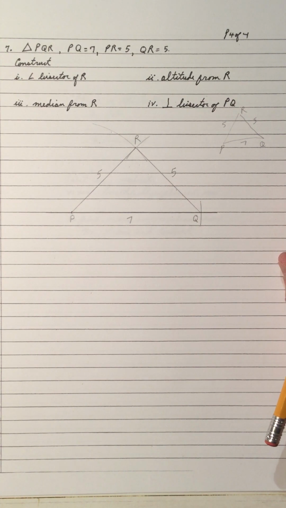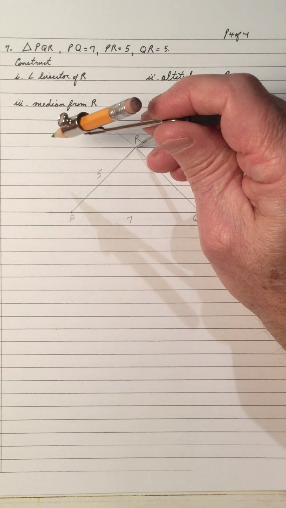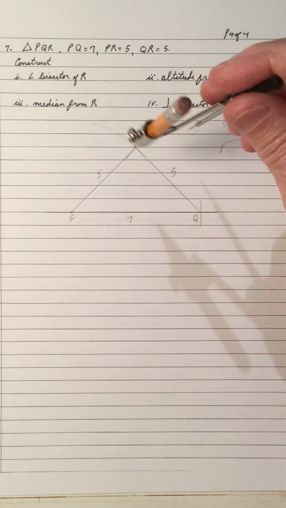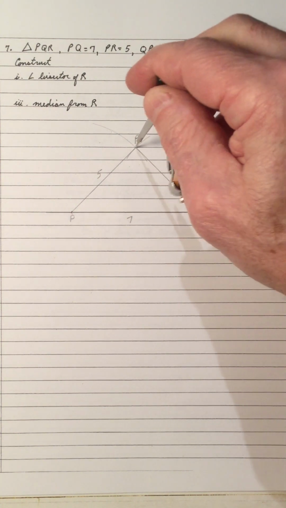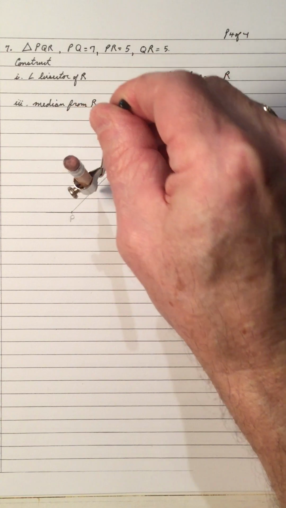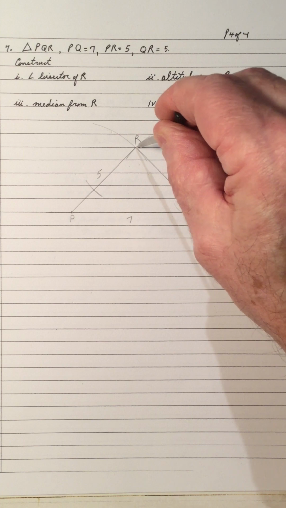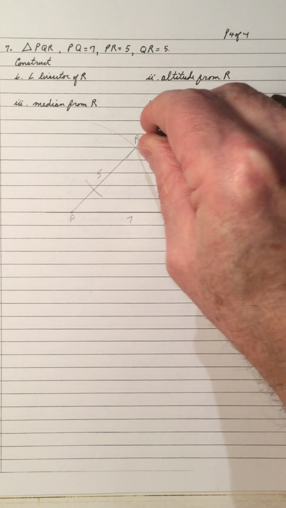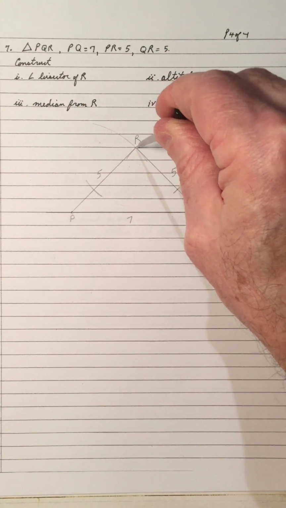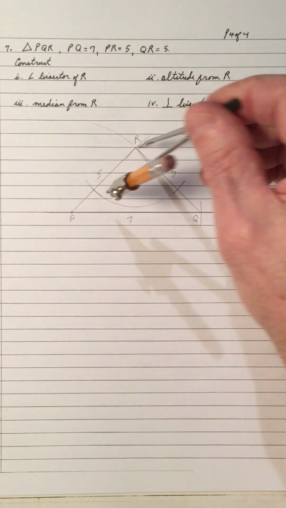Now, it says construct the angle bisector of R. So I have to bisect angle R. I put the compass at R, and open it up to cut RP and RQ. I could go all the way around like that, but I don't want to make it confusing. If you want, I could do the whole arc.